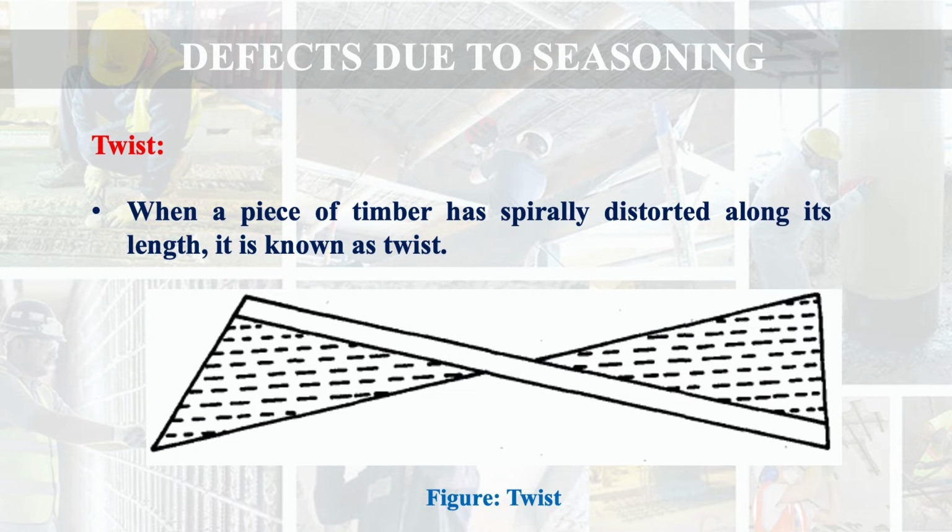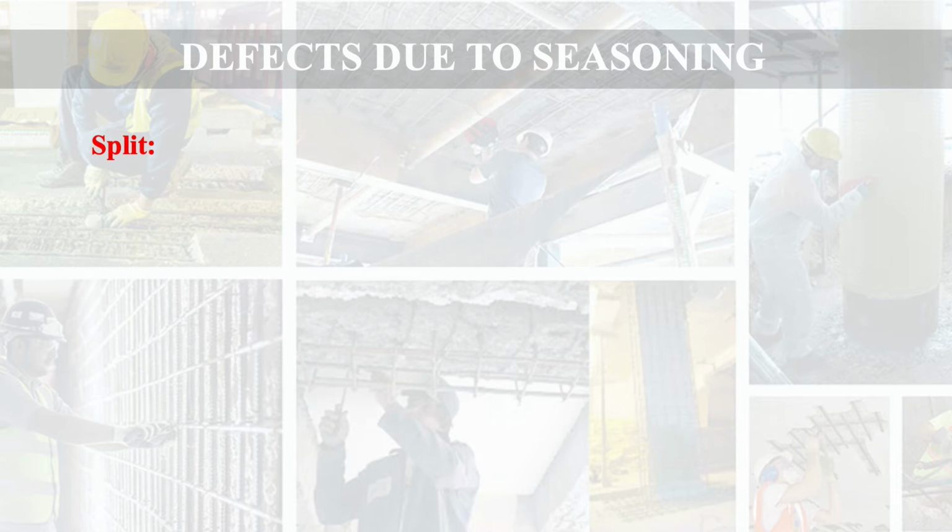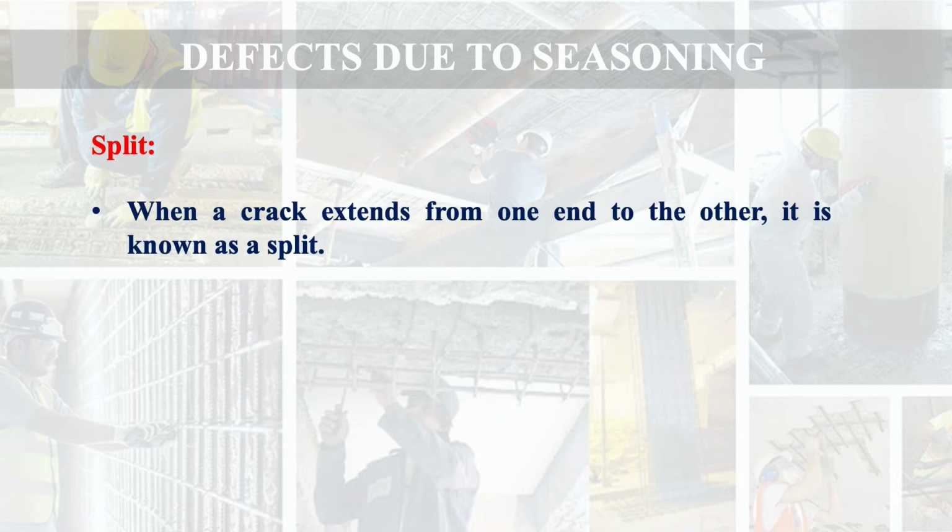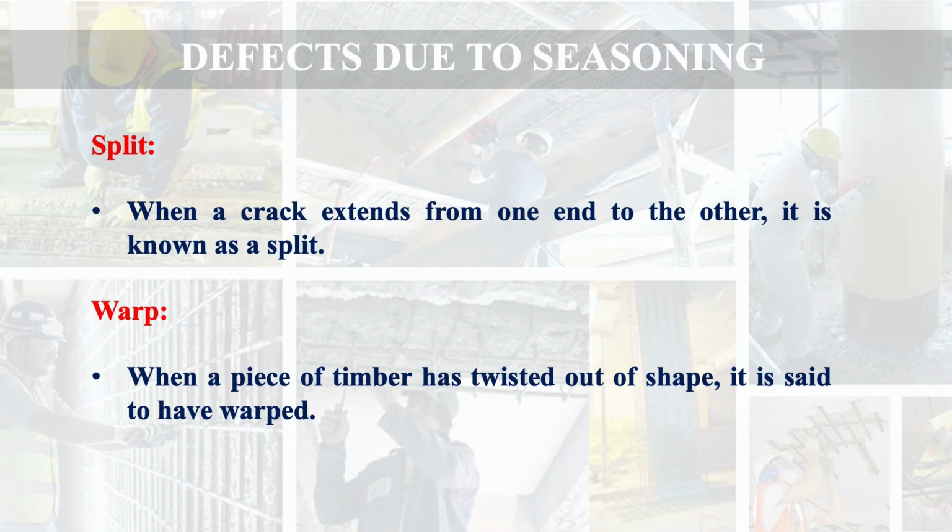Then another defect is split. When a crack extends from one end to the other end, it is known as split. Next defect is warp. When a piece of timber has twisted out of shape, it is said to have warped.